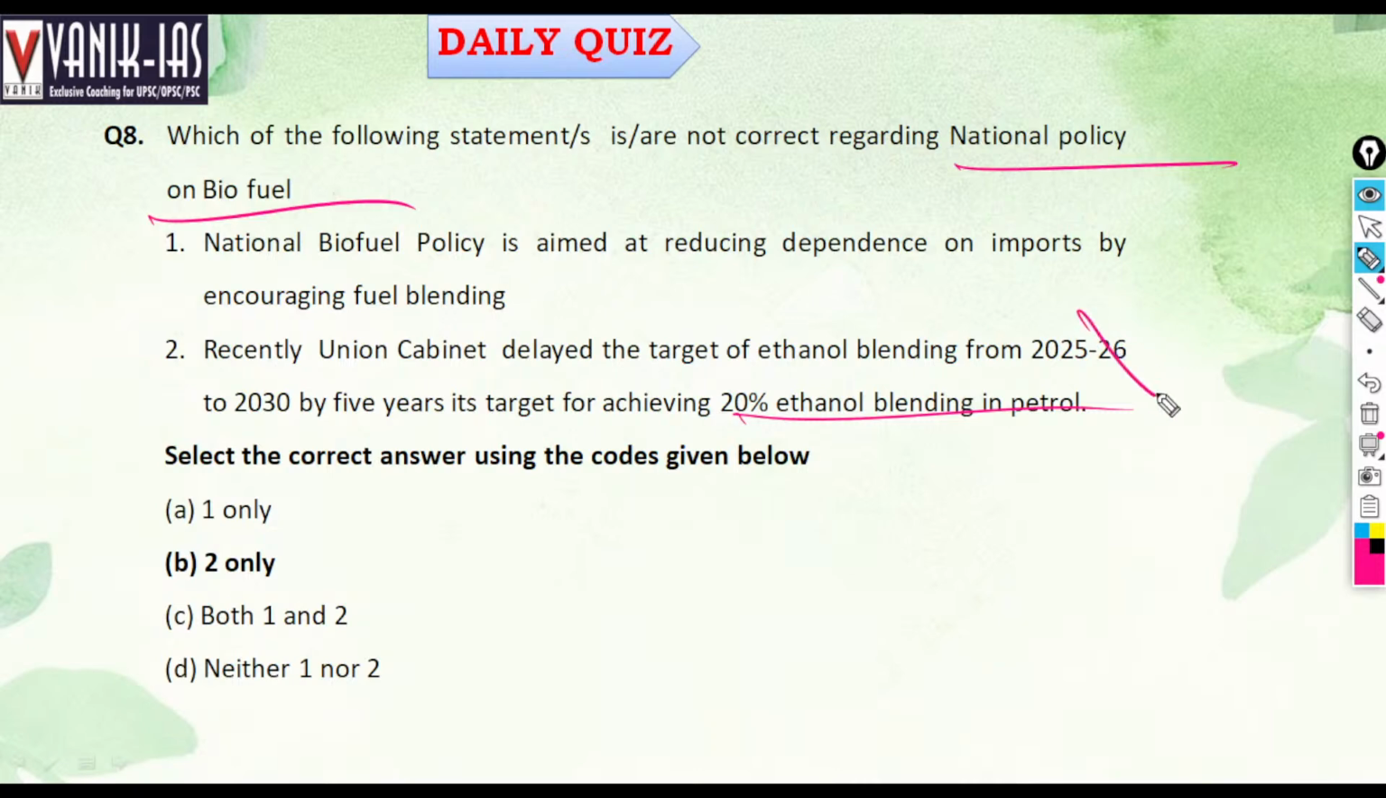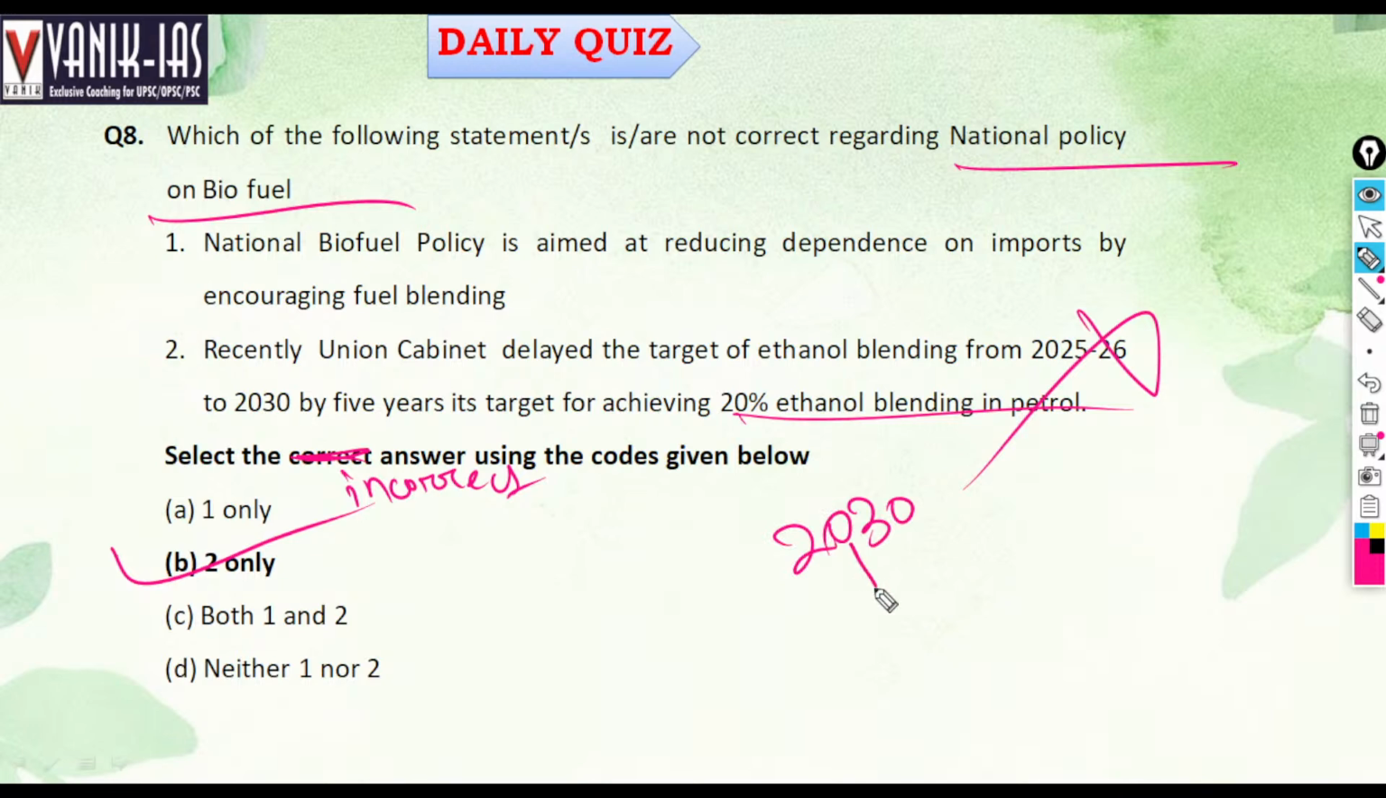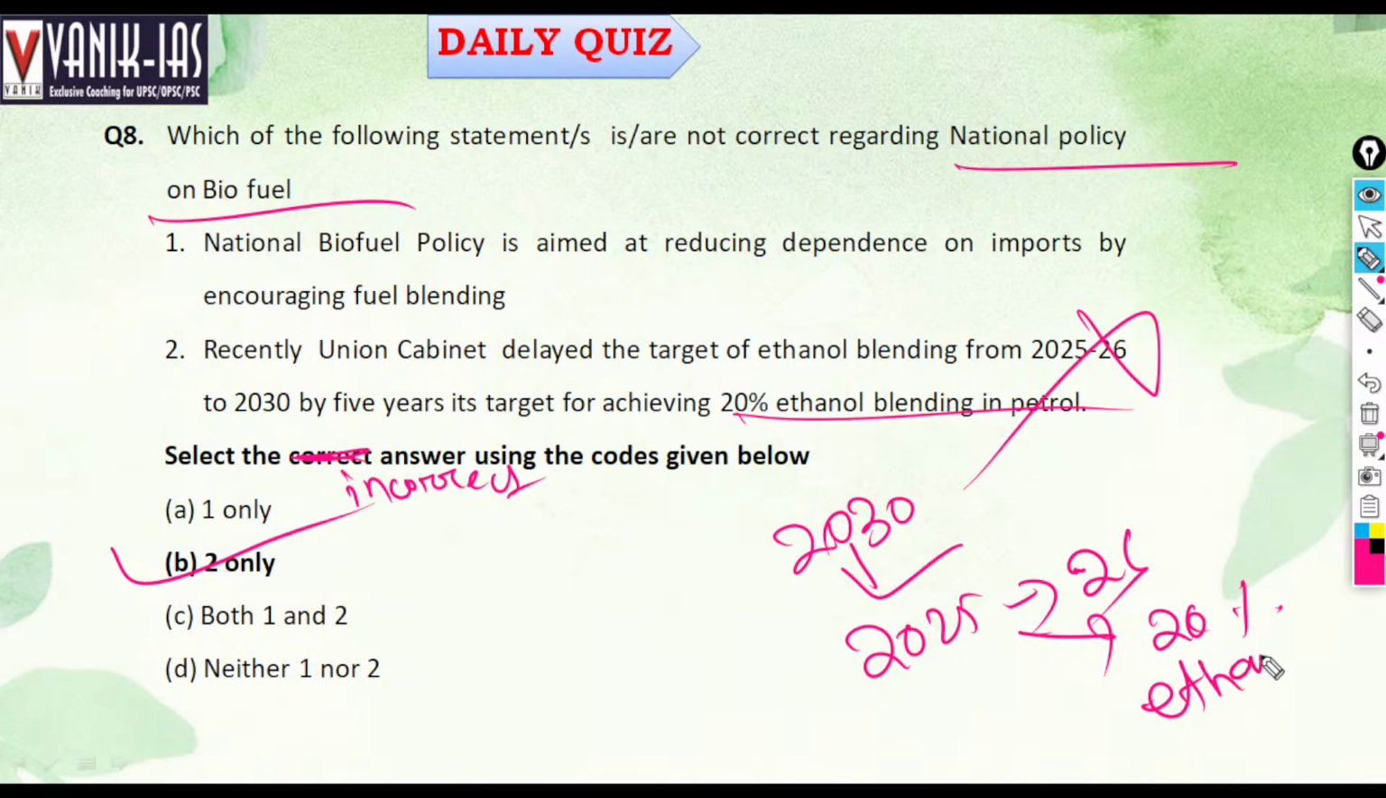See, this statement is wrong. It is an incorrect statement. What is the incorrect statement? The incorrect statement is 2 only. Earlier the target was 2030. The government has reduced the target to 2025-26 to blend 20% ethanol. That means it will complete 20% ethanol blending by 2025 instead of 2030.